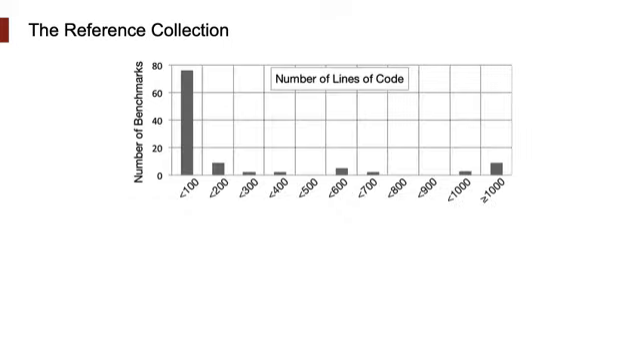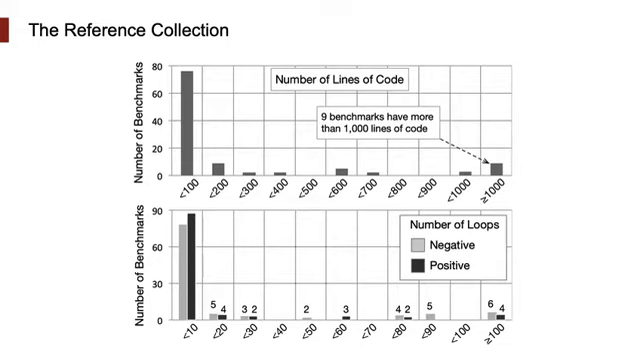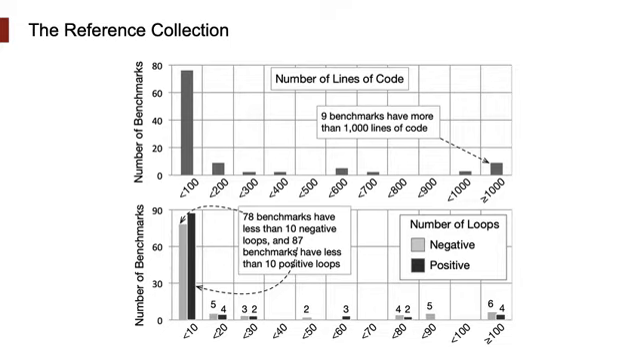Most of the programs in the reference collection are small. That means that almost 80 of our benchmarks have less than 100 lines of code. And a few benchmarks are large. 9 of these benchmarks have more than 1,000 lines of code. These are mostly programs coming from Rodinia. Similarly, most of the benchmarks contain 1 or 2 loops, that's less than 10 loops. In particular, 78 benchmarks have less than 10 negative loops, meaning that these loops cannot be parallelized, and 87 benchmarks have less than 10 positive loops, meaning that these loops should be parallelized.